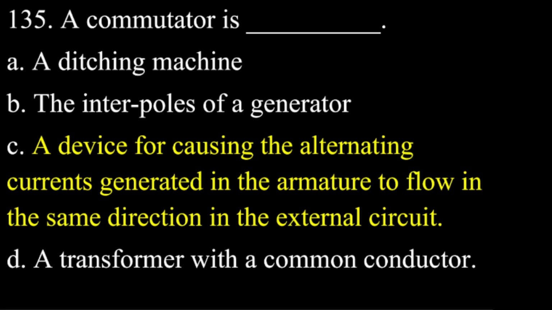A commutator is blank. A. Ditching machine. B. The interpoles of a generator. C. A device for causing the alternating currents generated in the armature to flow in the same direction in the external circuit. D. A transformer with a common conductor.